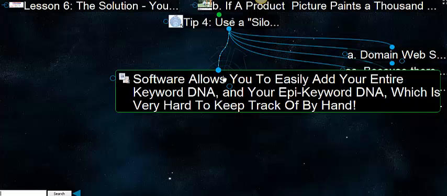And now we've simplified it to its easiest common denominator on both the light version of Domain Web Studio and the advanced version, and I'm really excited about it because even an average person can use it. So software allows you to easily add your entire keyword DNA and your epic keyword DNA, which is very hard to keep track of by hand. That's the main takeaway from this module.